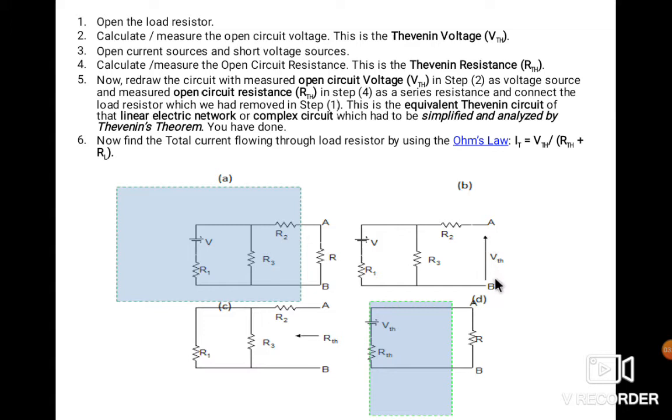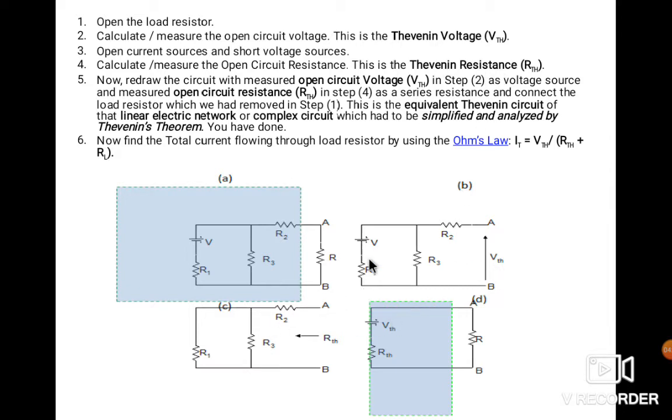See here, you have to find the VTH over here. So how do you find the VTH? Calculate or measure the open circuit voltage. This is the Thevenin voltage, found by applying simple Ohm's law. If the network is more complex, then apply different tools like mesh analysis, nodal analysis, and so on. Now the third step is to open circuit the current sources and short circuit the voltage sources. And the fourth, calculate the resistance, the Thevenin resistance.